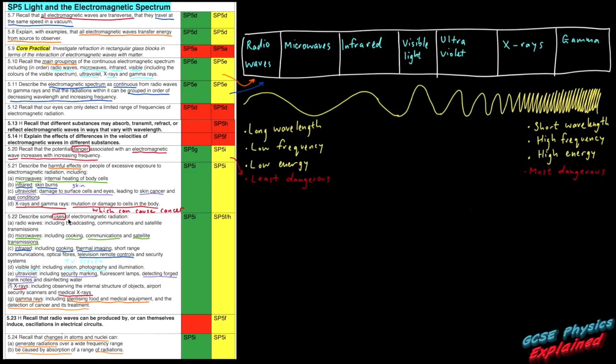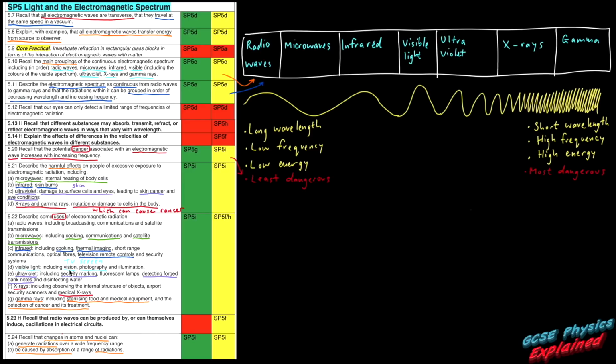Describe some uses of electromagnetic radiation. Radio waves are used for communications. I wouldn't say in satellite transmissions. I would leave that for microwaves. Microwaves are what we use to communicate more often with satellites. And also microwaves are used for cooking. Infrared waves are also used for cooking. Remember, infrared's just heat. It's thermal imaging, so infrared goggles. And we use infrared for TV remote controls.